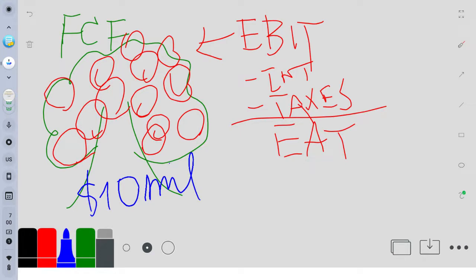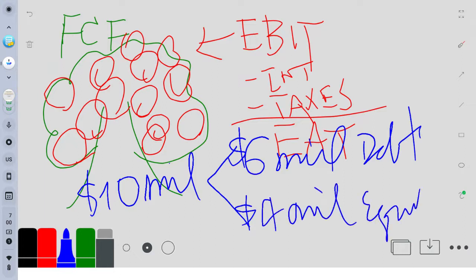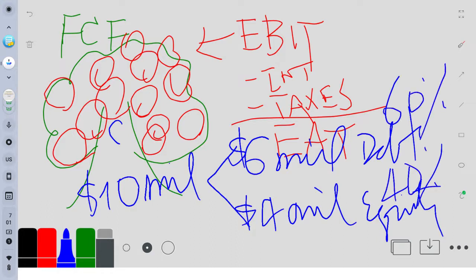It must be golden apples, right? Golden apple trees. And then these $10 million were raised, like 6 million was debt and 4 million was equity, right? So all of these apples, when you harvest, it is 60% thanks to debt, 40% thanks to equity. Isn't that right?